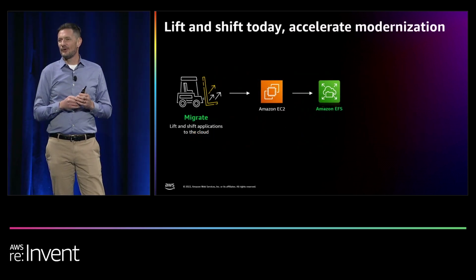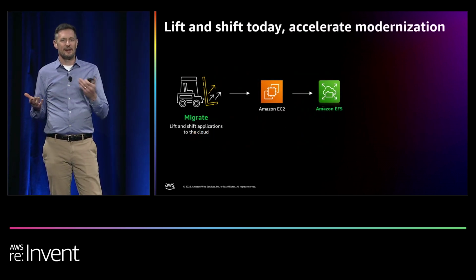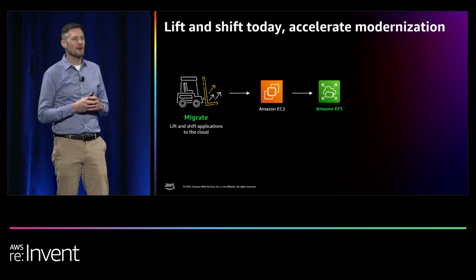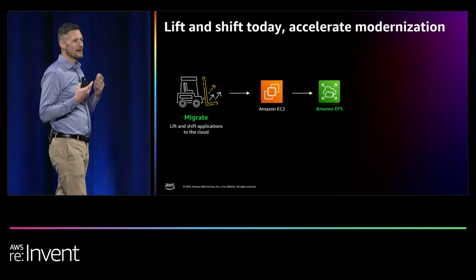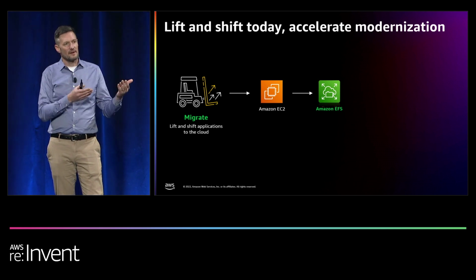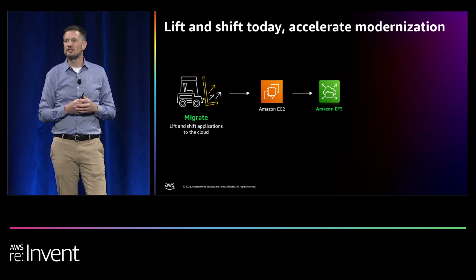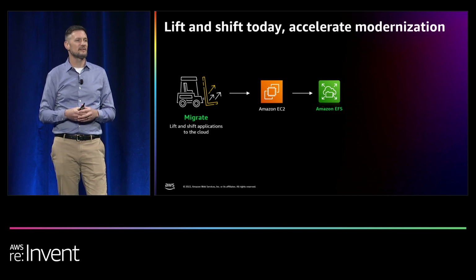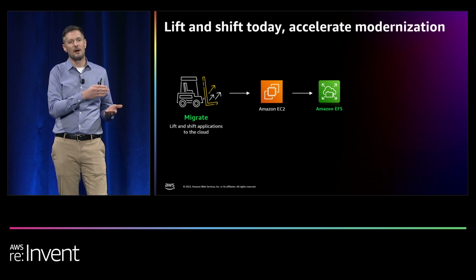All right, so how do we get from point A to point B? Well, for many of our customers, they start out in the data center and they want to modernize, they want to move to the cloud. And step one is just getting the data to the cloud, right? So these monolithic applications will move from an on-premises deployment into the cloud.